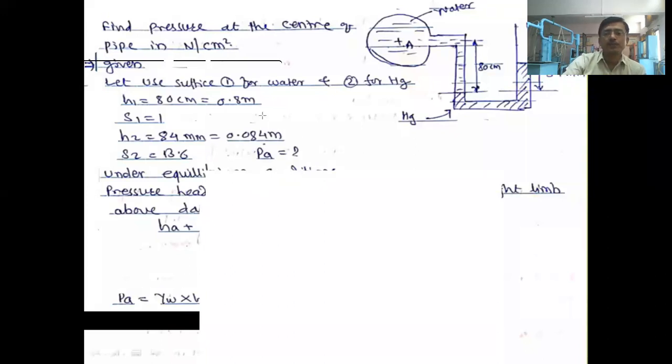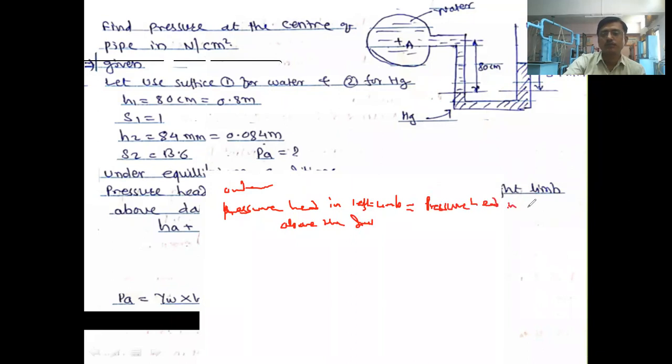Okay. So initially what we write here, under equilibrium condition: the pressure head in the left limb above the datum is equal to the pressure head in the right limb above the datum, right? Yes, sir.